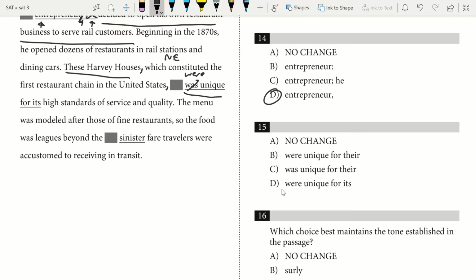to solve grammatically, right here, what we do is we read "these Harvey houses were unique for their," right? Because it's plural houses, so we can't have a singular "its." So we know "its" is out. So we can get rid of D, we can get rid of A, and we know we have "there," and we know it has to be "were," right? So our answer there is going to be B.